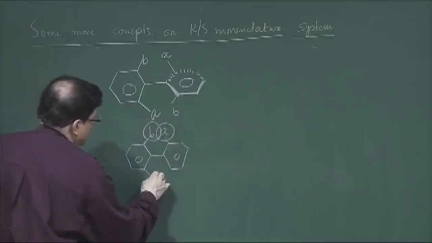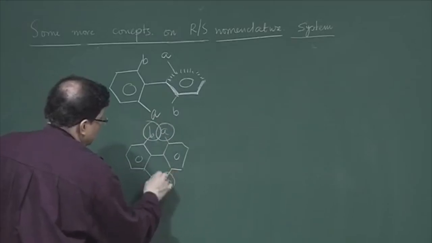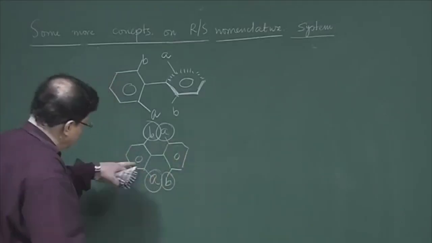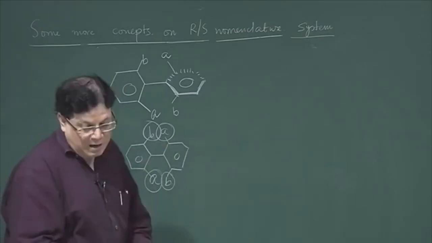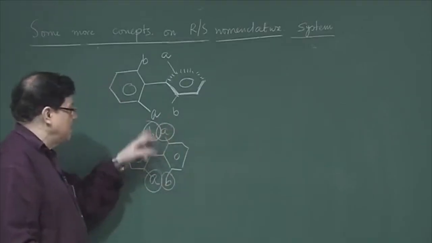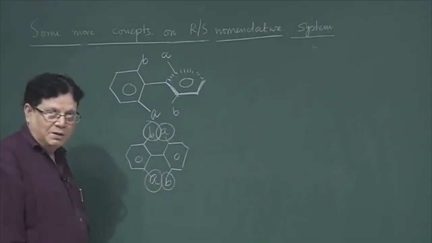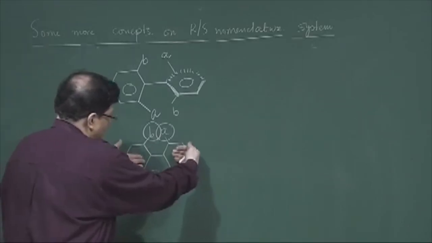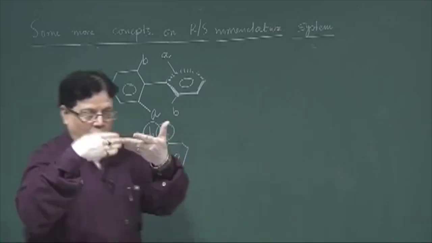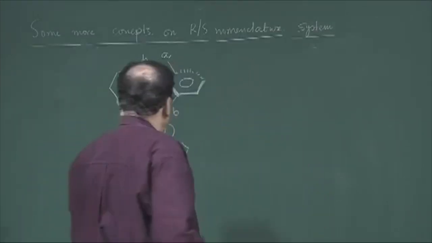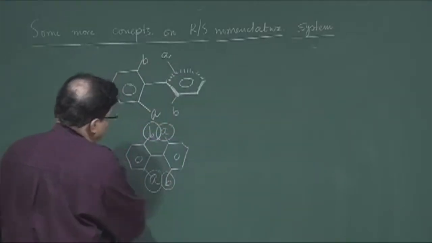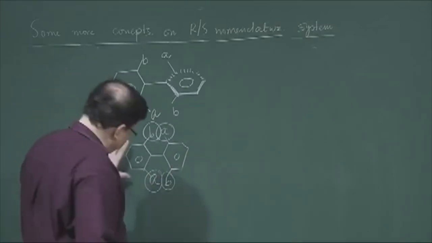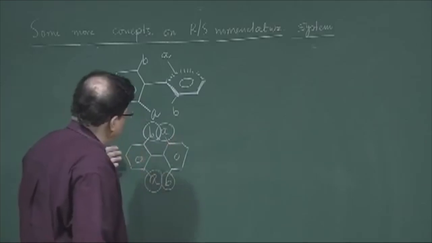So what is the benefit of having these two rings in plane? You have extended conjugation between the two benzene rings, but while doing so there is huge steric crowding that affects the stability of the molecule. To reduce that steric compression, one ring rotates and ultimately the two rings become orthogonal to each other. As they become orthogonal, earlier there was a plane of symmetry. I told you once that all planar molecules have a plane of symmetry, the plane of the molecule itself.